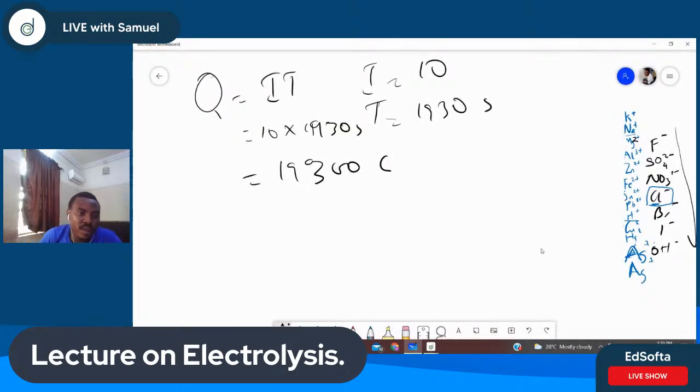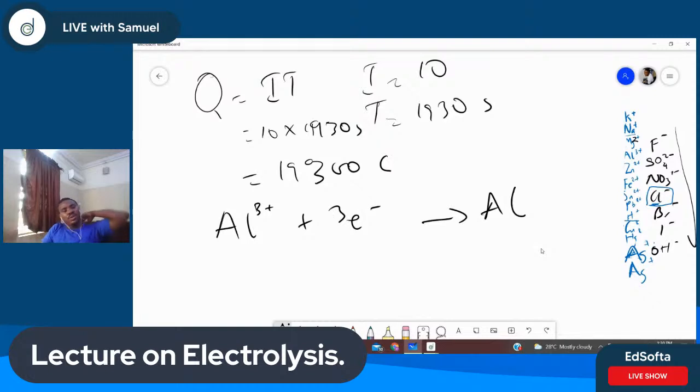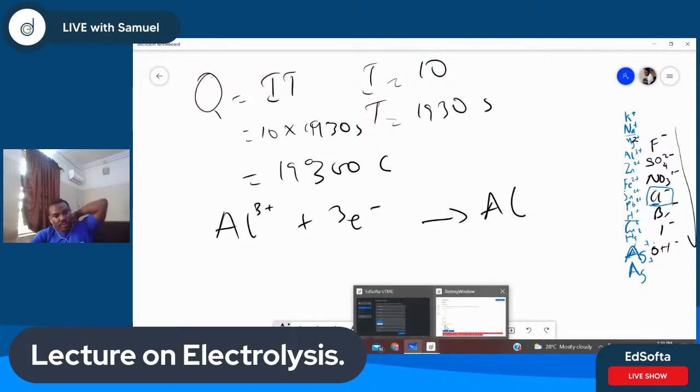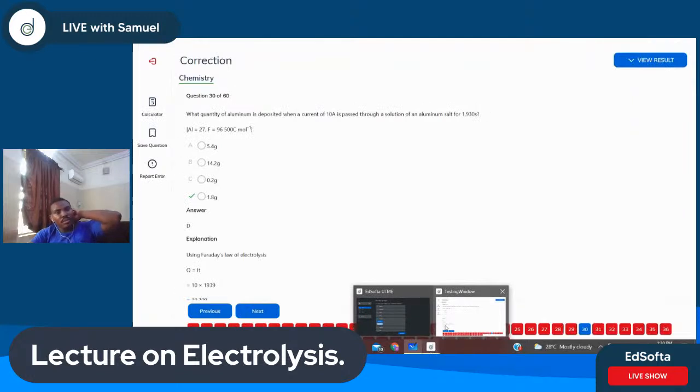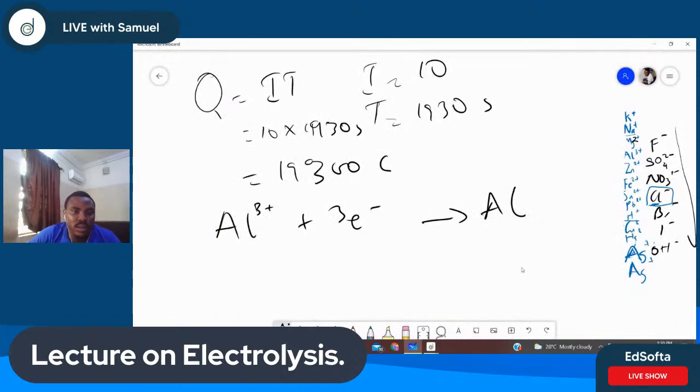They want us to find the quantity of aluminium deposited. So first, we know aluminium; as usual, we write our equation. So we have three electrons this time because aluminium is Al3+. So how do we now find the quantity of aluminium deposited? That's the quantity that's going to be in grams if this is the amount of electricity that was passed through.